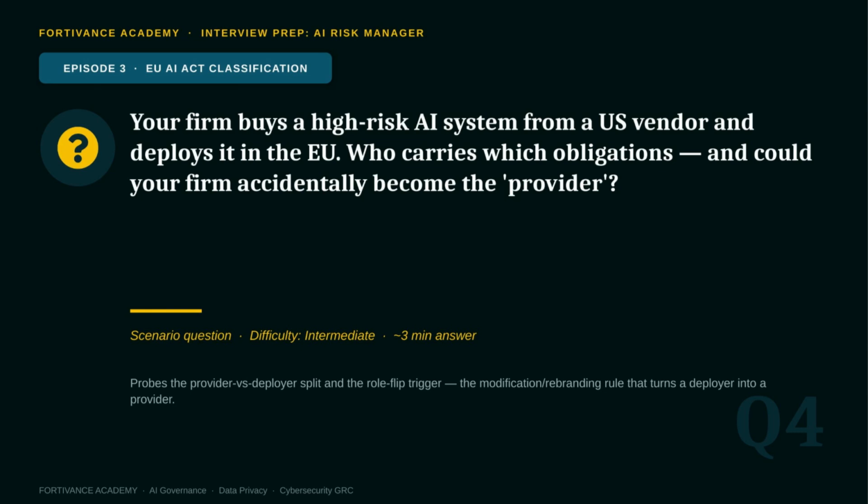Then the role flip. Under Article 25, a deployer who puts their own name or brand on the system, substantially modifies it, or changes its intended purpose can legally become the provider, inheriting the full provider obligations. So a strong candidate flags that integrating or rebranding a vendor system is exactly how a firm accidentally becomes a provider. That's the judgment the question is hunting for.